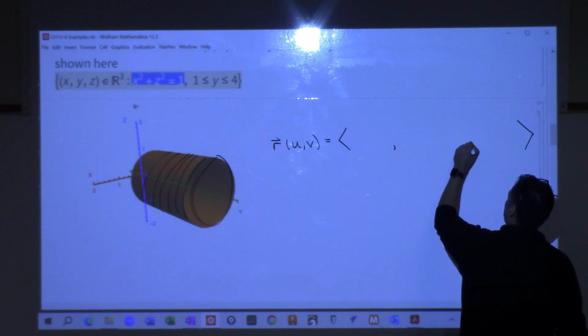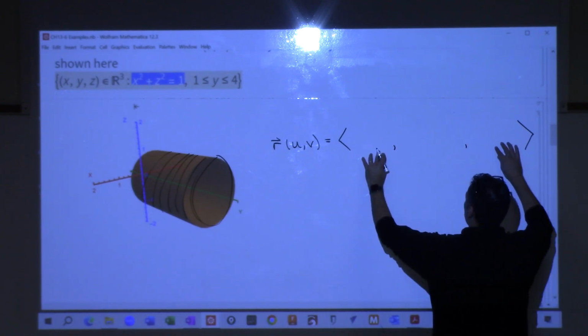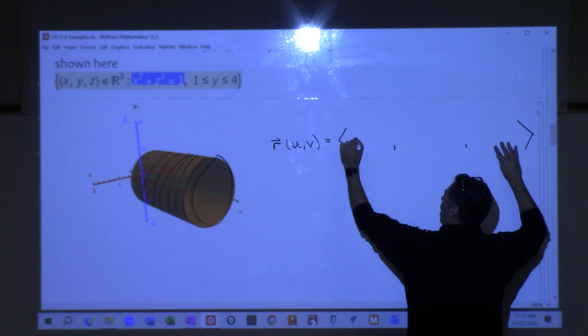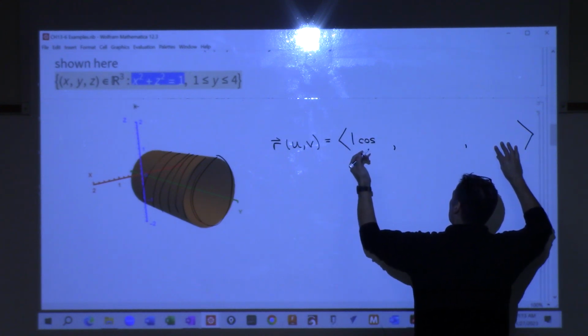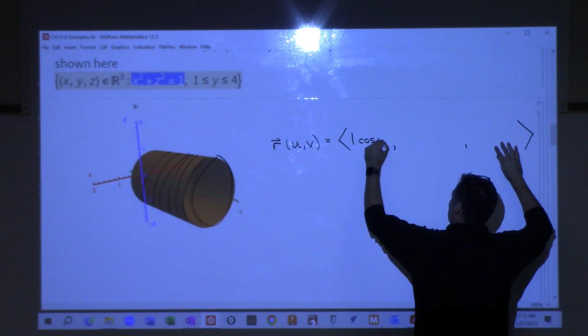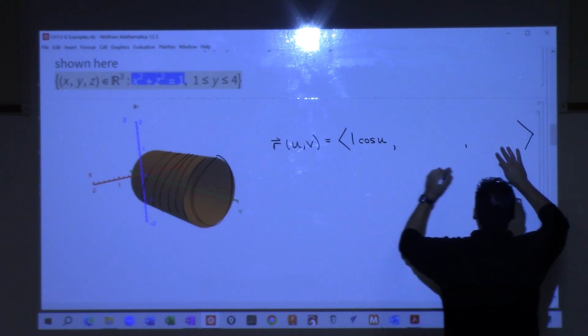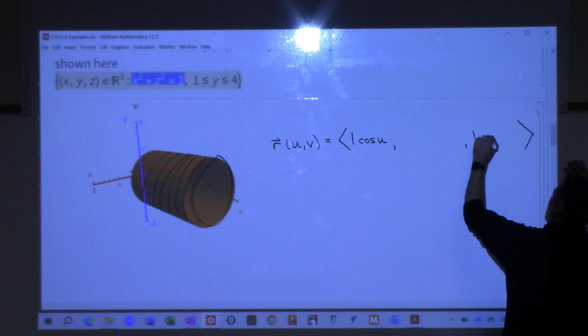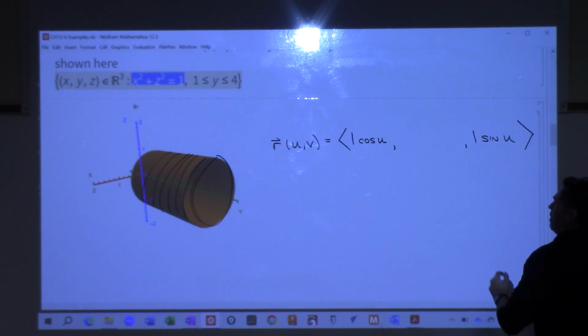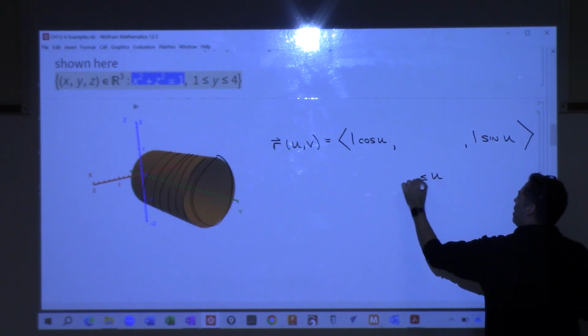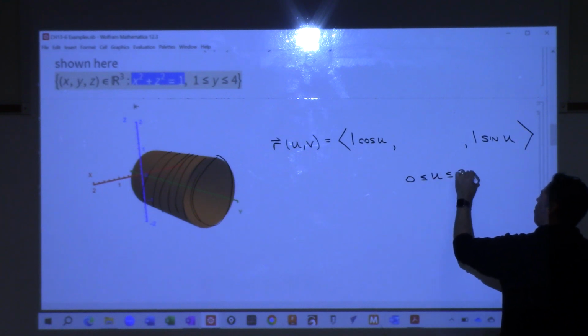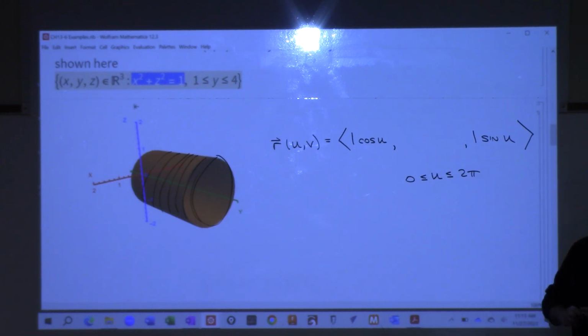So how can I do that? Sine and cosine. Cosine and sine, right? So I'm going to put 1 here, I don't need it. 1 cosine U. I can use U or V, I'm going to use U. And then 1 sine U, sorry. And in that case, U would be between 0 and 2 pi. And that will draw me circles of radius 1 in the xz plane, or parallel to the xz plane.